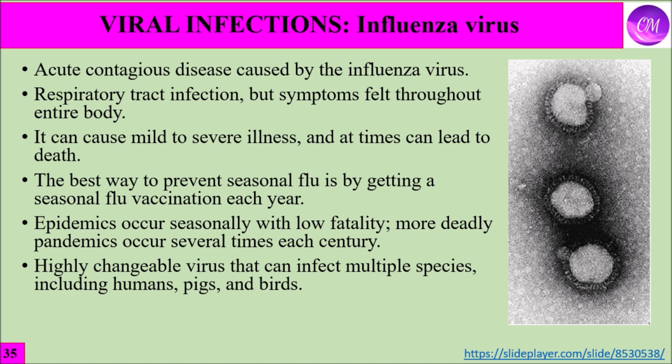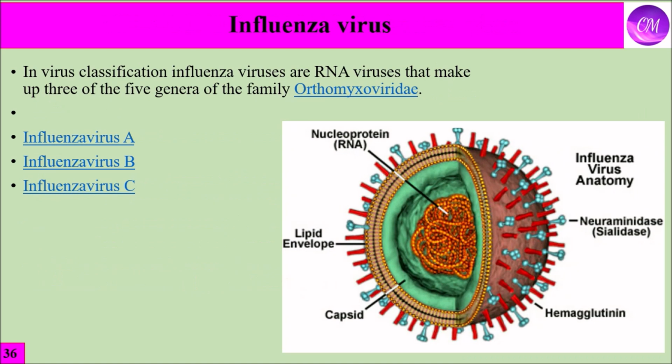Epidemics occur seasonally with low fatality. More deadly pandemics occur several times each century. It is a highly changeable virus that can infect multiple species, including humans, pigs, and birds. The influenza viruses are RNA viruses that make up 3 of the 5 genera of the family Orthomyxoviridae. There are 3 types: influenza virus A, influenza virus B, and influenza virus C.